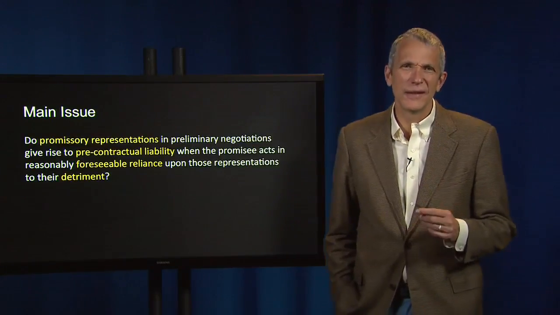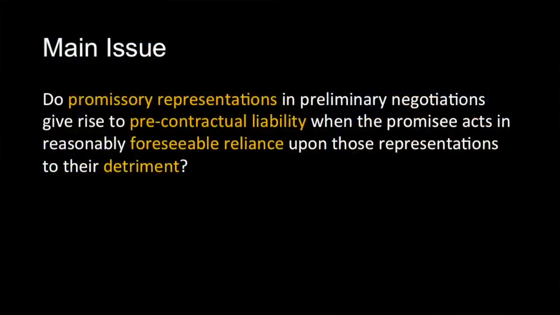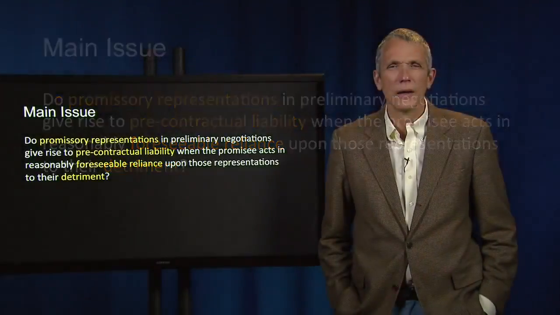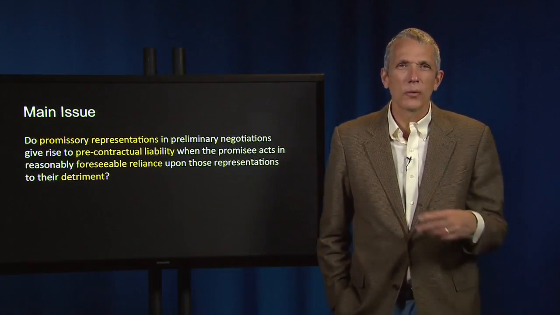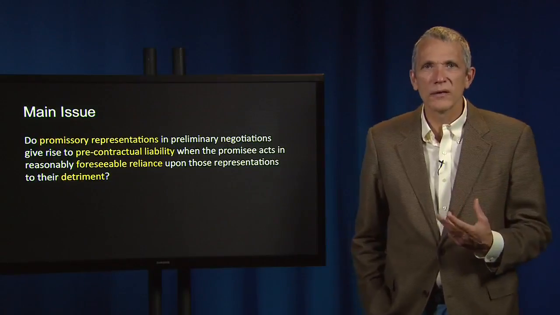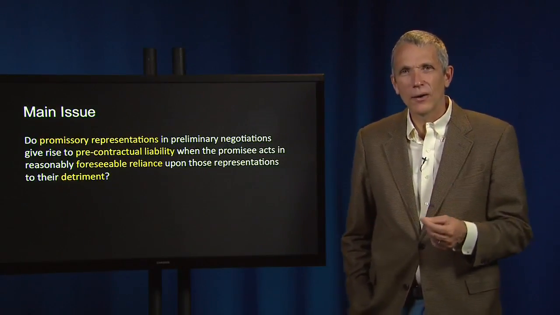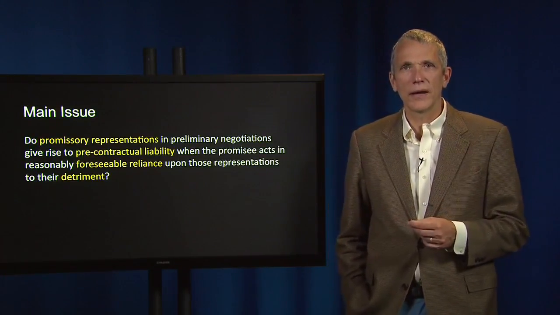The main issue in this case is whether promissory representations in preliminary negotiations give rise to pre-contractual liability when the promisee acts in reasonably foreseeable reliance upon those representations or promises to their detriment. Let's break it down to make sure we understand. The promissory representation in this case is the bank's offer to enter into loan modifications.